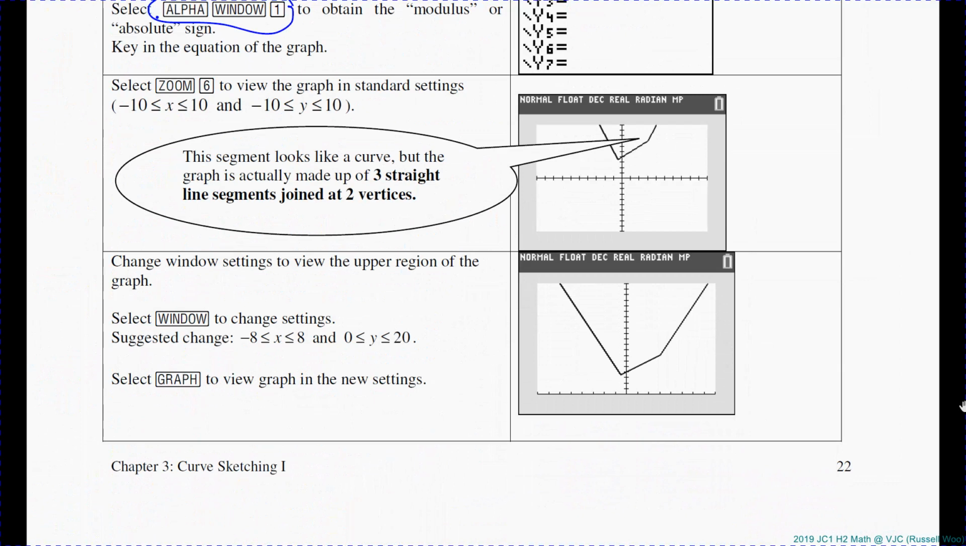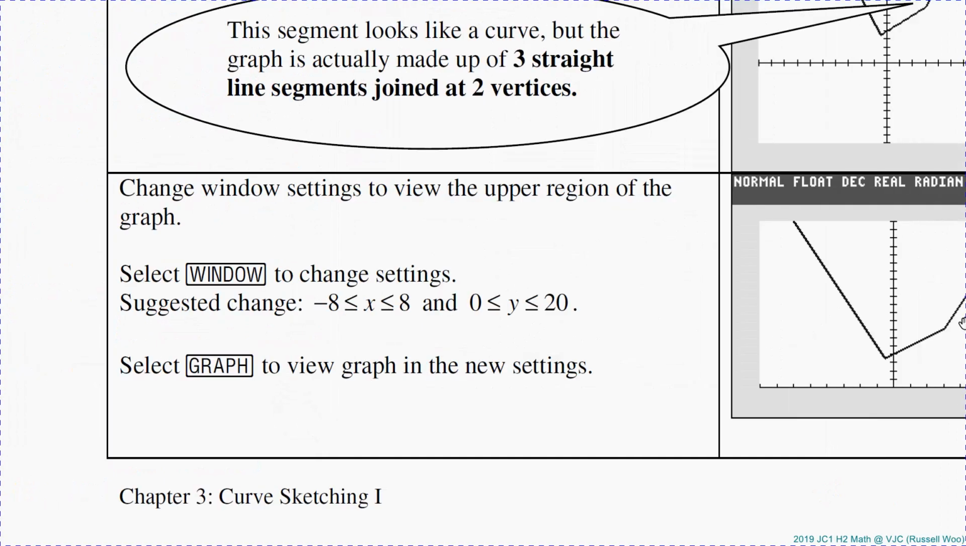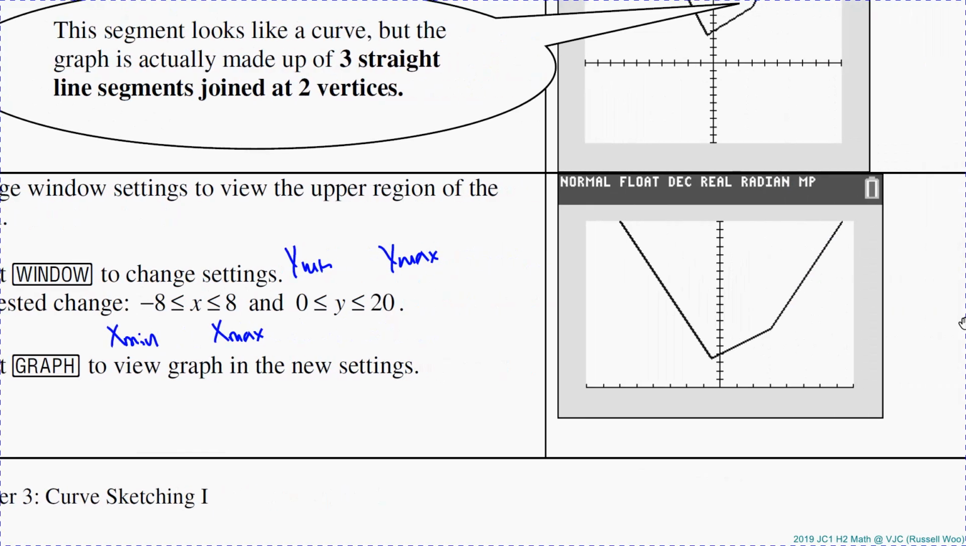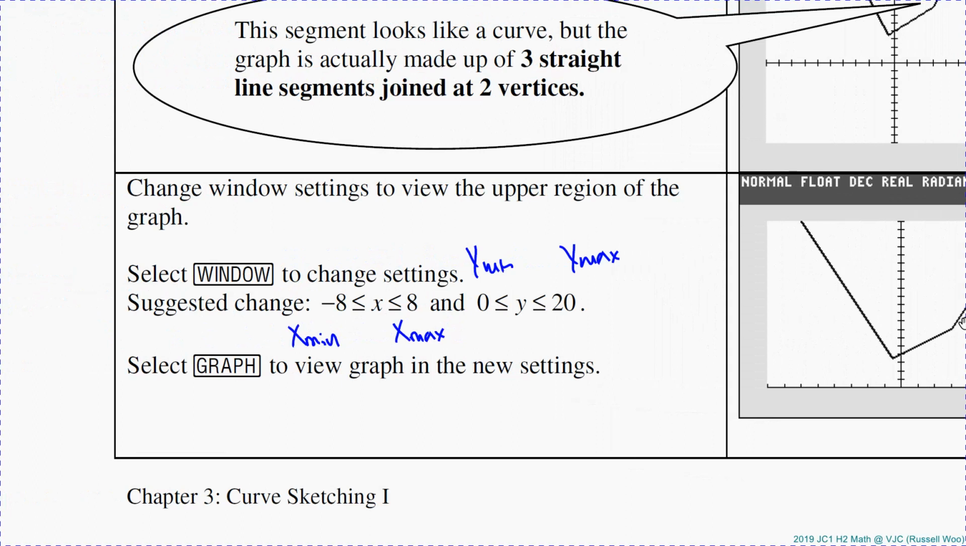We can zoom in a bit nicer. Let's try the suggested window settings to change it. You can set your X minimum to be this, your X maximum to be this, Y minimum to be this, Y maximum to be this. Then you can see a nice looking graph. How do you go to X minimum, Y minimum? You can click window. Okay, window. You can see a nicer looking graph.